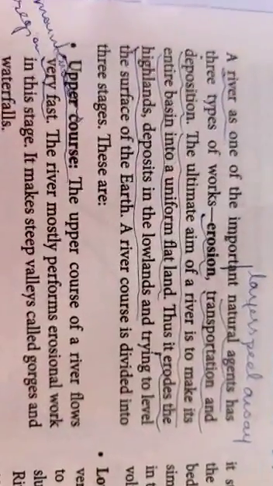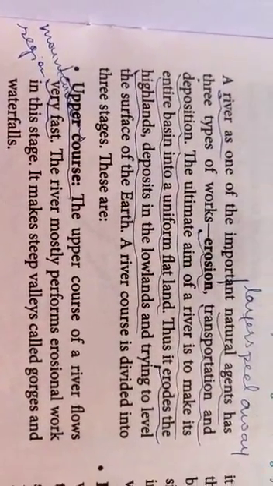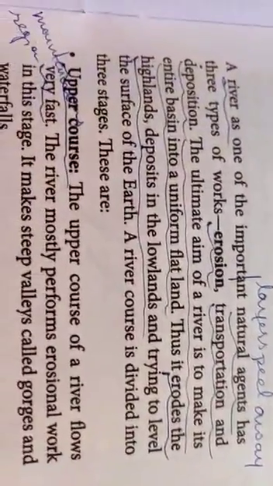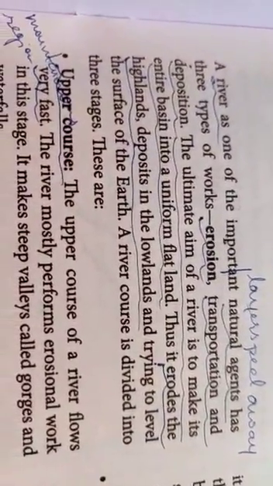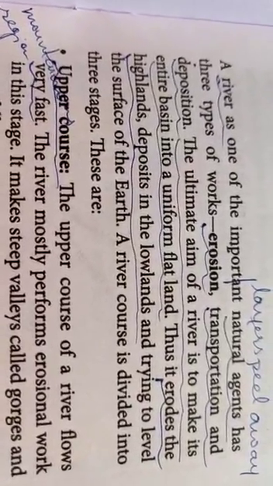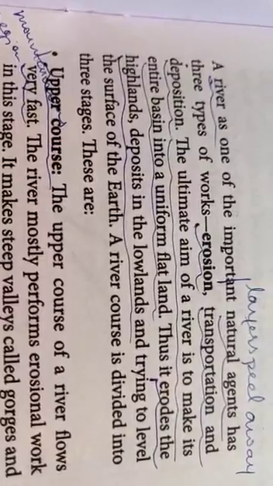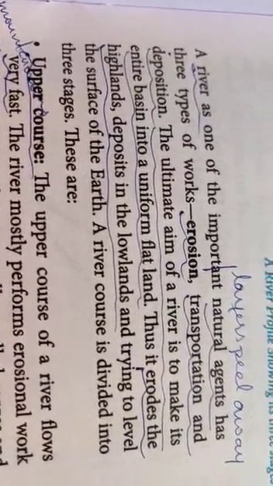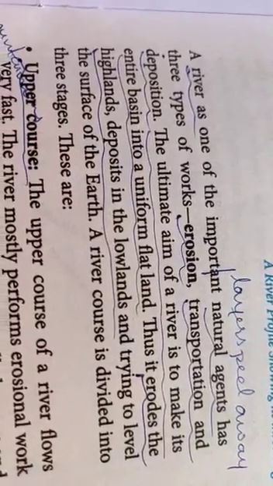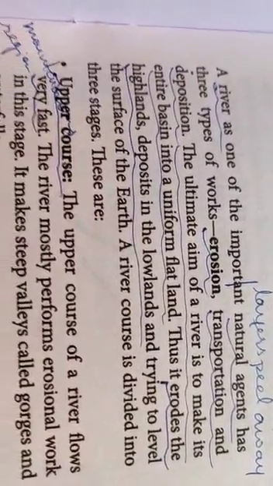Now certain landforms, children, when we learn about weathering and erosion, you will learn that it takes millions of years. It just does not happen overnight. Thus it erodes the highlands, deposits in the lowlands, and tries to level the surface of the earth. A river course is divided into three stages.